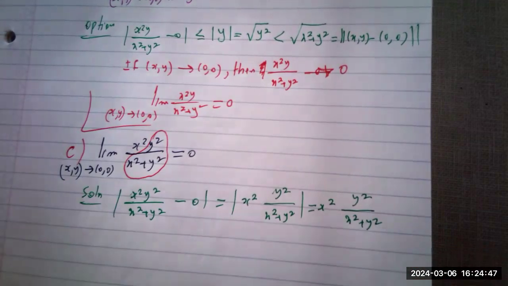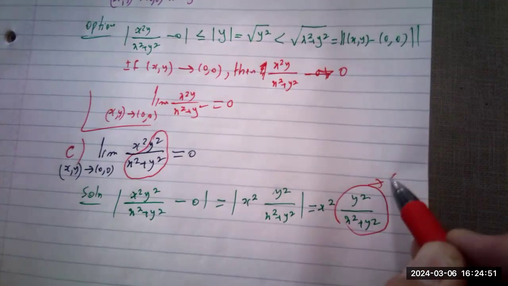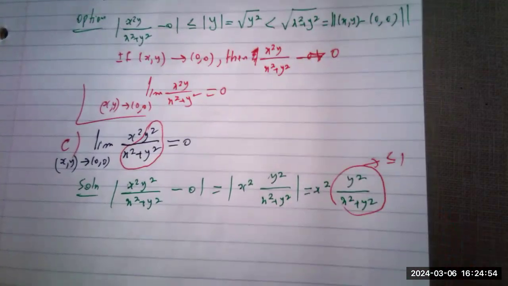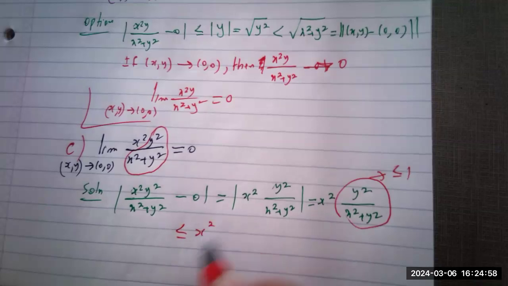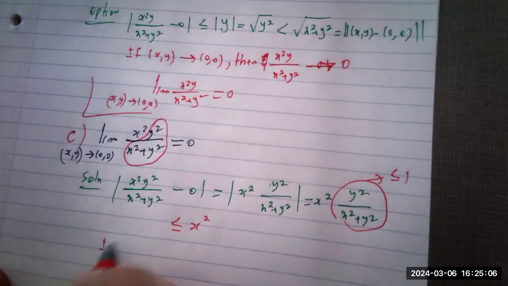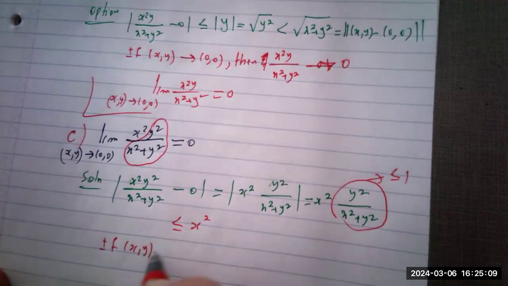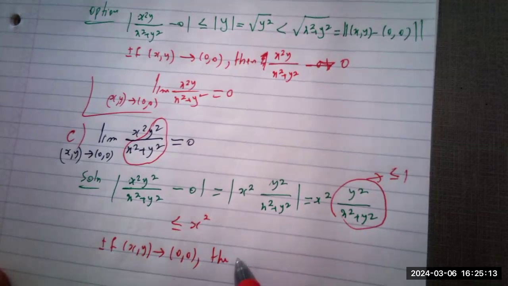See about the second part. Again, this is less than or equal to 1. So your expression would be less than or equal to x squared. So you can compare it with x squared. Again, if (x, y) goes to (0, 0), then x goes to 0.